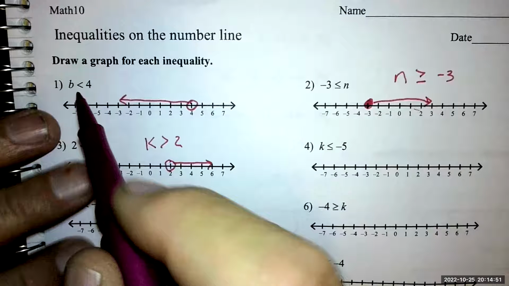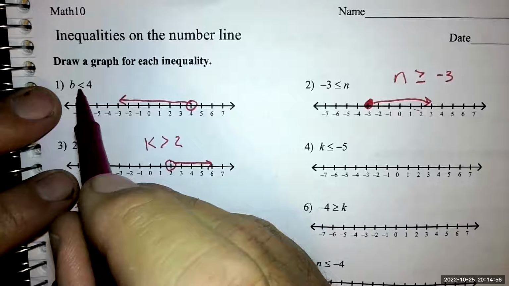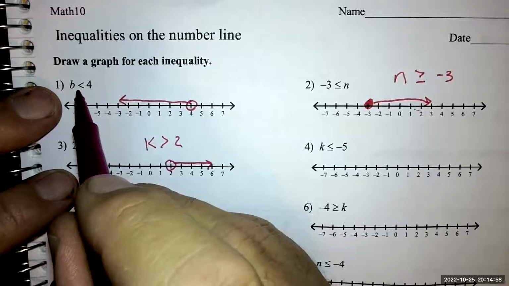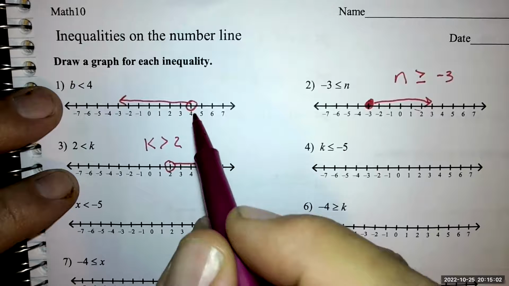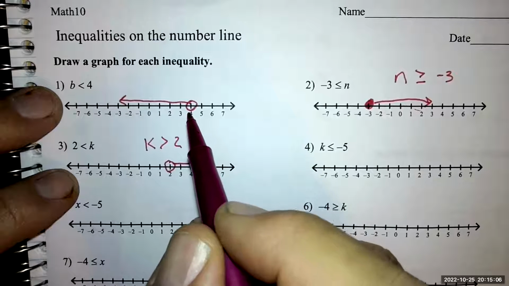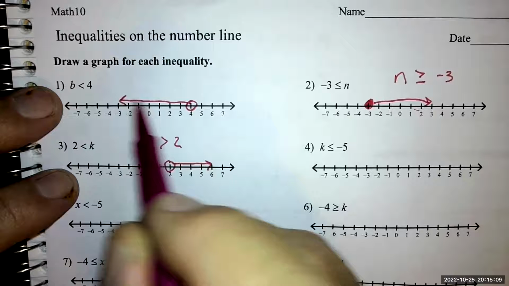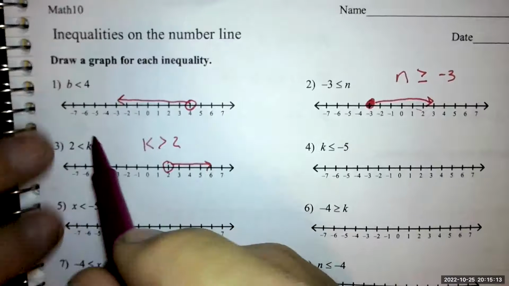And so what we did here, just to review, is that we found the number 4 and looked to see if it is open or closed, and there's no equal to. So when there's no equal to, it's an open, which means we don't include this number. It means we include everything to the left of that, but not that number. So if you look here, this is what we were doing.